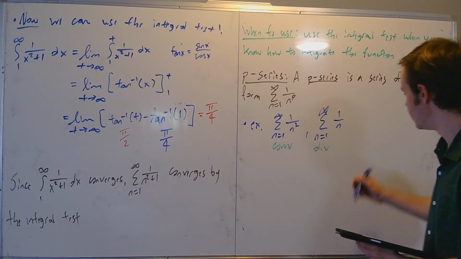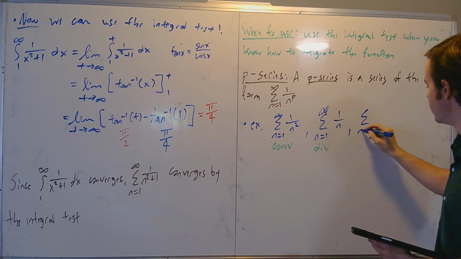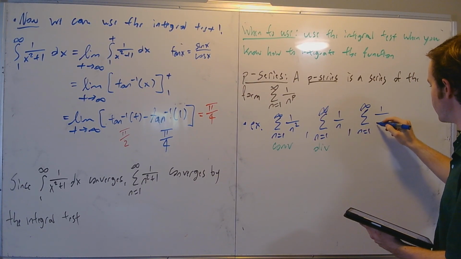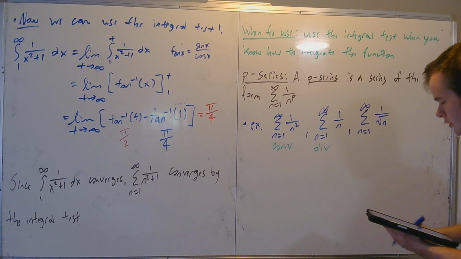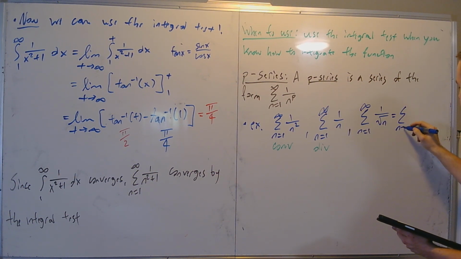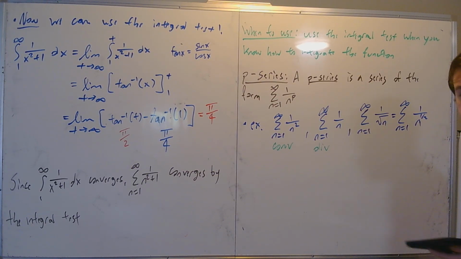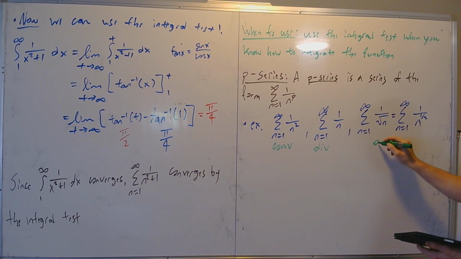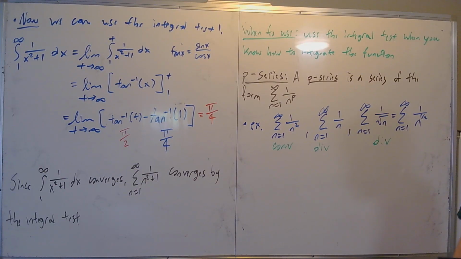And our final one that I'm going to write here is the sum from n equals 1 to infinity of 1 over the square root of n, which is the same thing as the sum from n equals 1 to infinity of 1 over n to the 1/2 power. Again we look at the power, and that's less than 1. So using our integral test and the fact that the integral of 1 over x to the 1/2, well, this 1/2 is less than 1, we know the integral is divergent. Therefore, using the integral test, we know that the series is divergent.